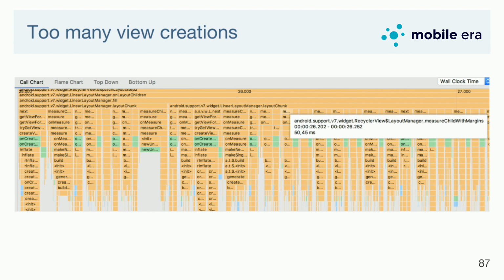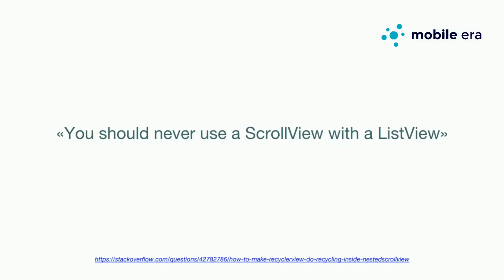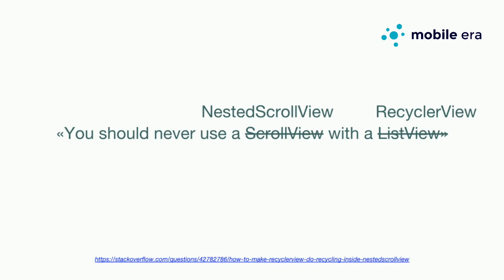Okay, we go down, and what do we see? There are methods called measureChild, and for some reason there are tens and tens of them. And we have only a couple of messages, and all of you know that RecyclerView was created to recycle these views, so we definitely shouldn't have so many calls there. If you see something like this, then it's easier to understand that something went wrong. And actually you can find in the Android documentation for ScrollView that you should never use a ScrollView inside a ListView. And it's the same: you should never use a NestedScrollView with a RecyclerView.